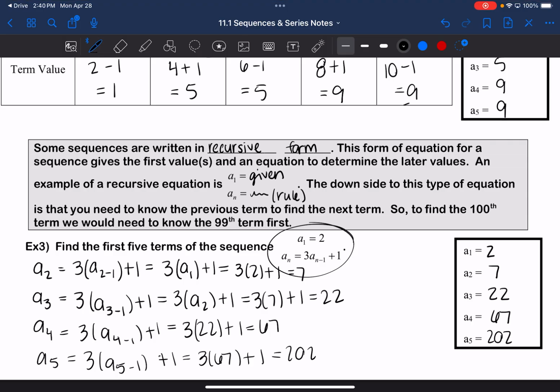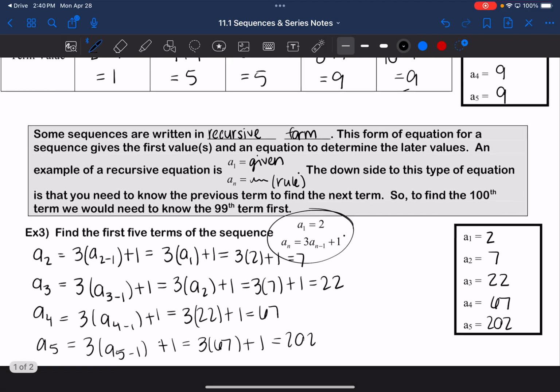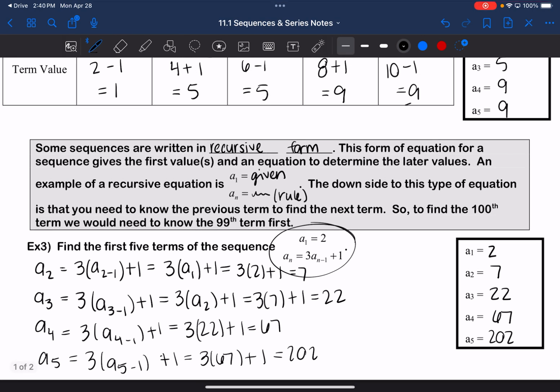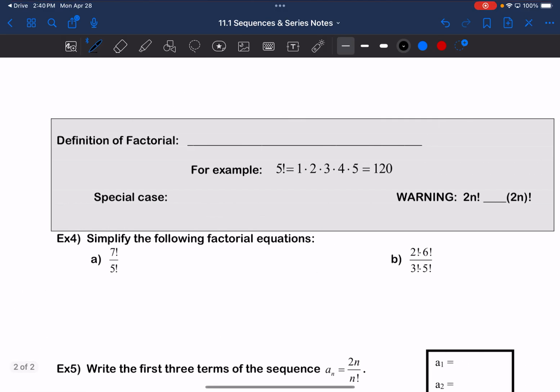All right. So if it gives you a rule where you're just using n, like the first one, then you can find any term they ask for right away. But if they give you a recursive form, which is going to be written as n minus 1 in the rule, then you have to know the one right before it in order to find the one that you're actually looking for. Okay? All right, flip it over onto the back. We're going to go over factorials real quick.